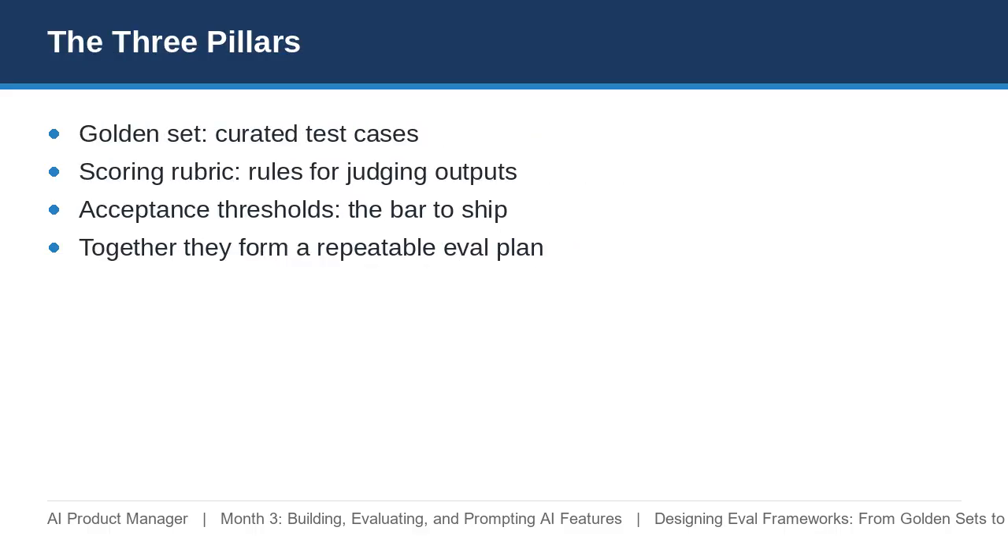Every eval framework rests on three pillars. First, the golden set, a curated collection of test cases. Second, the scoring rubric, the rules you use to judge each output. Third, acceptance thresholds, the numeric bar a feature must clear before it ships or stays live. Combine these into a repeatable plan and you have a measurement system you can trust.